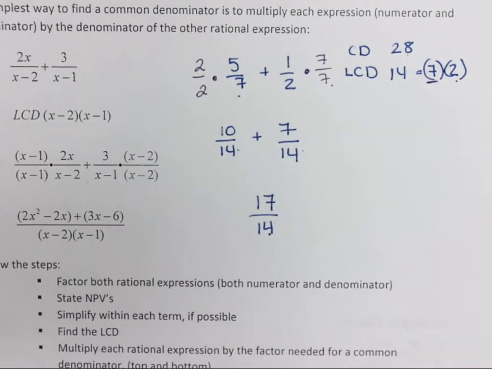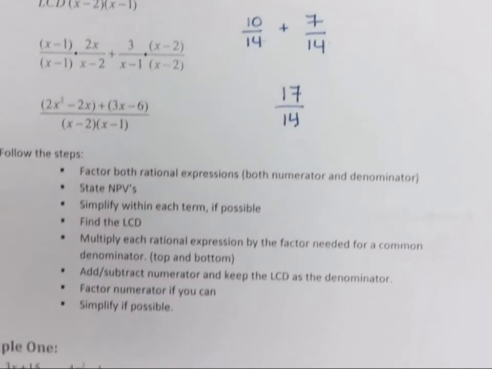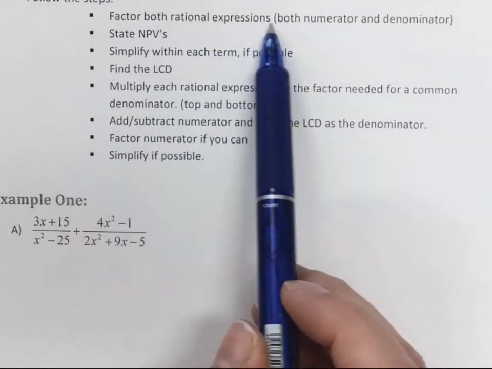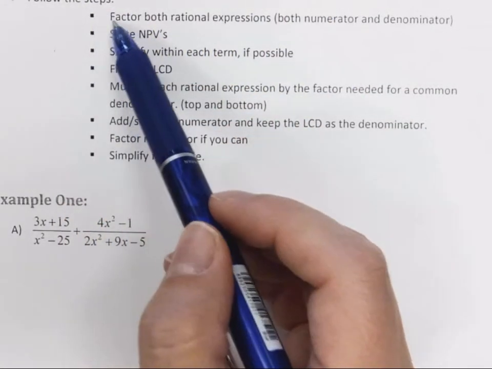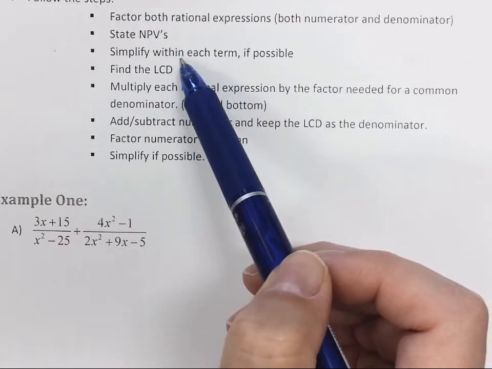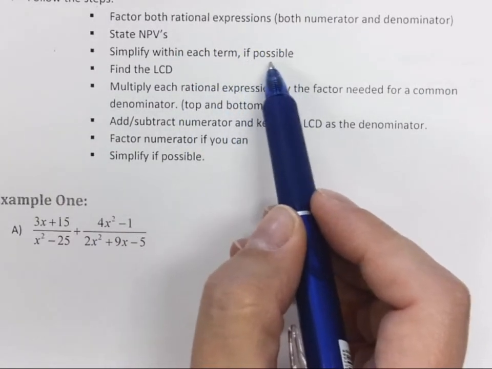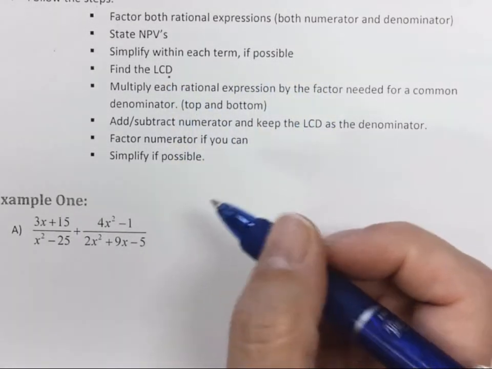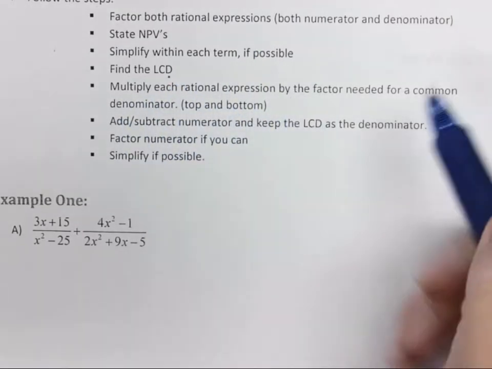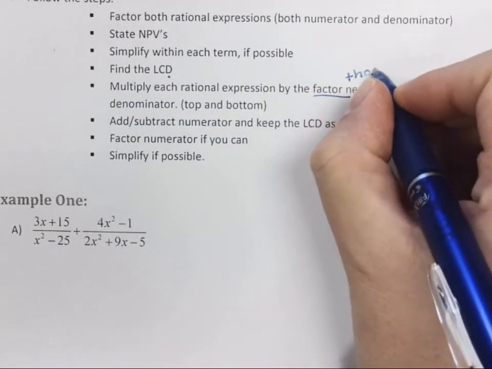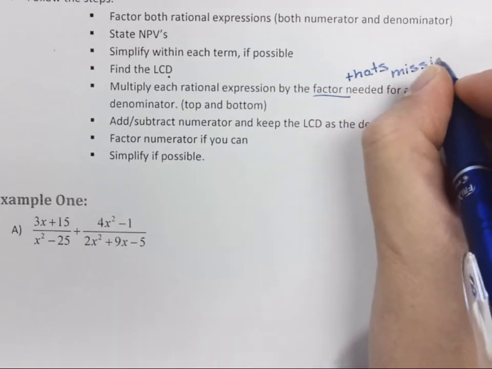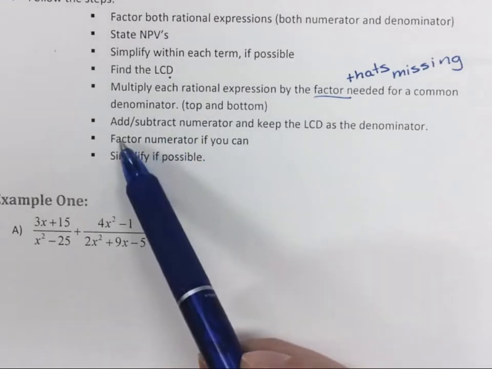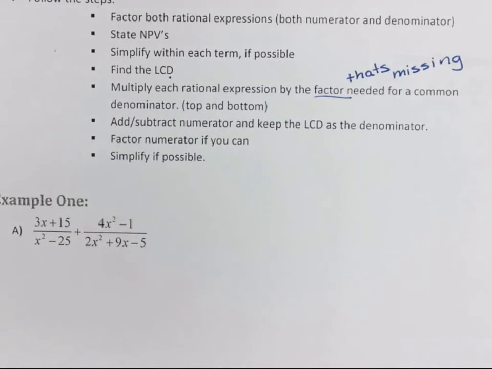Easy peasy. Okay, so let's go through the steps. I gave you an example up here, but I don't think it's helpful. So factor both rational expressions. So you're factoring everything. That's what we always do. Factor everything, state the MPVs, simplify within each term, and we only do that if possible. Find the LCD, the lowest common denominator. Multiply each rational expression by the factor that's missing, just like we did up there with our basic math. And then we're going to add or subtract the numerators, keep the LCD as the denominator, factor the numerator if you can, and simplify again if possible.